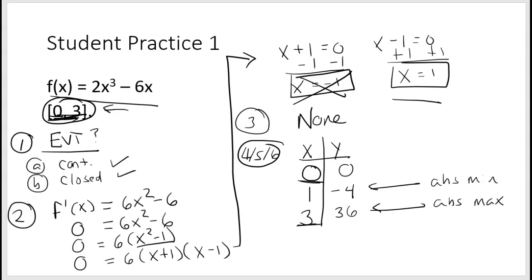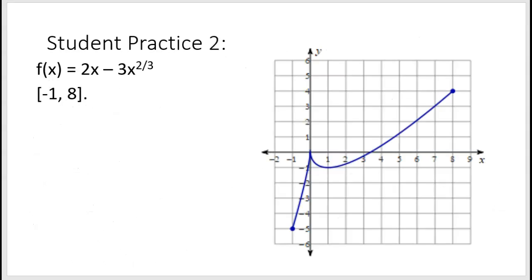Okay? But anyway, the only candidates I'm going to look at are 0, 1, and 3, and by plugging them into this original function over here, I get 0, -4, and 36, which means that my absolute minimum value is -4 and my absolute max is 36. All right, let's go ahead and do student practice number 2.